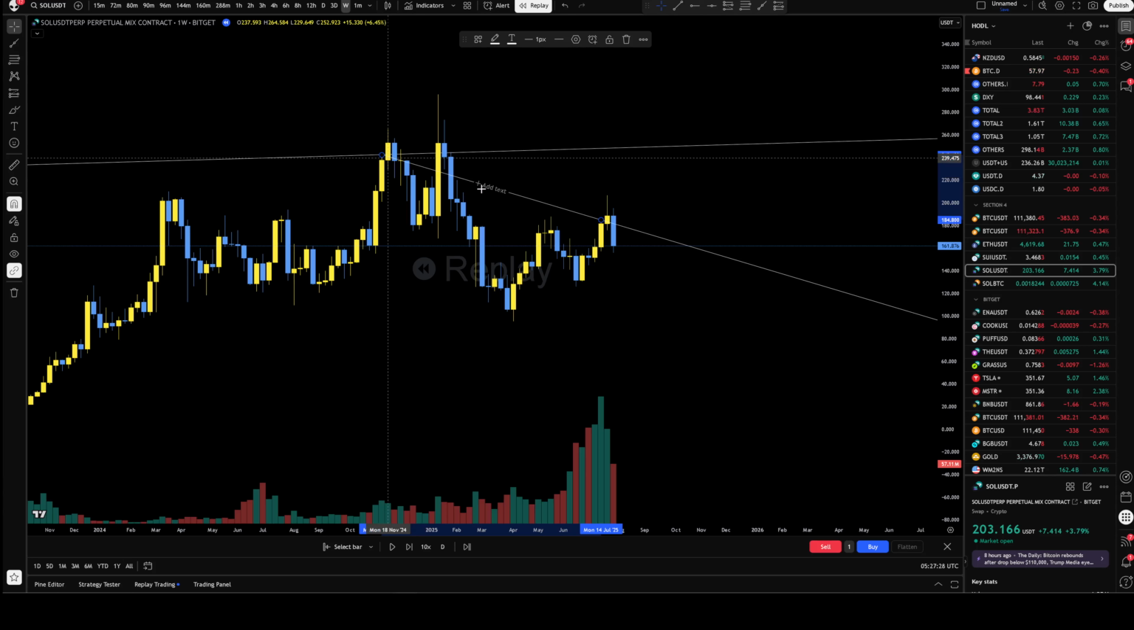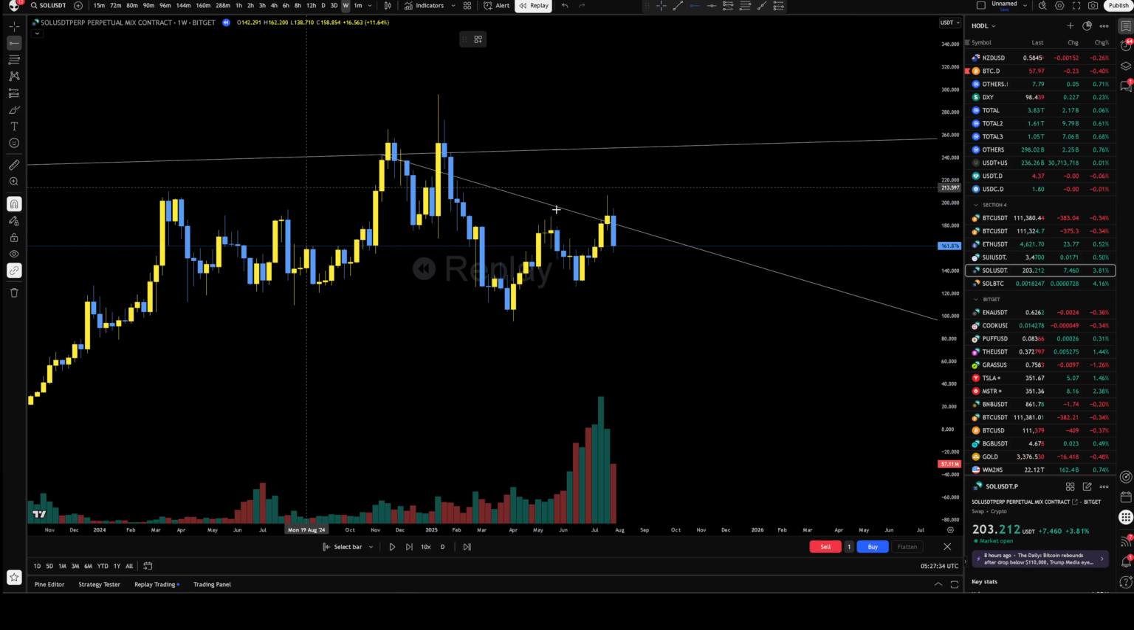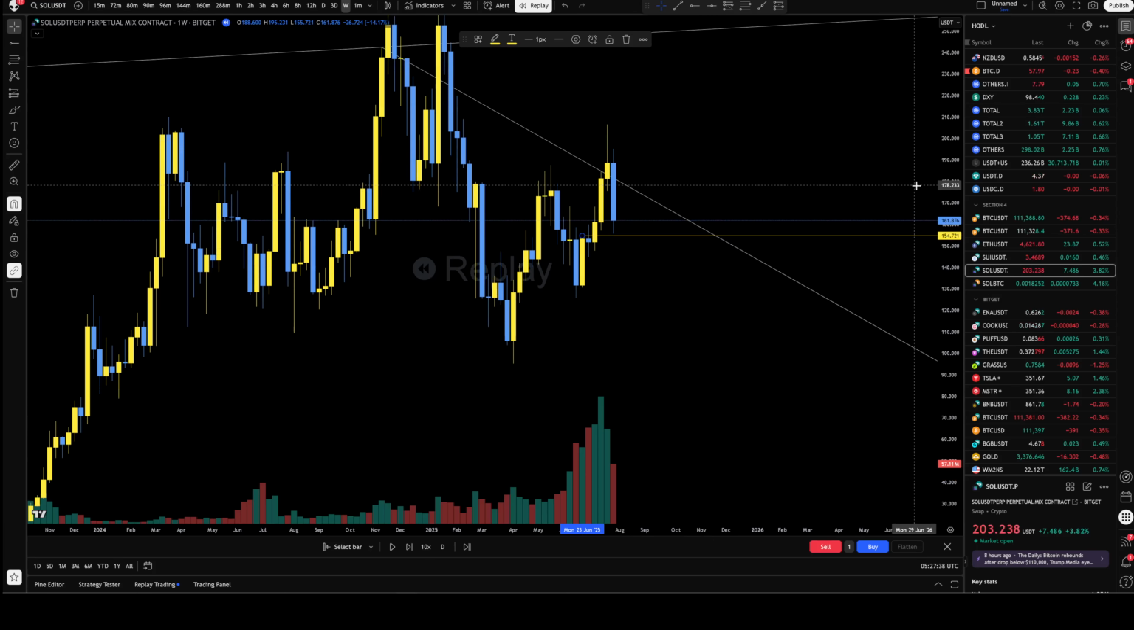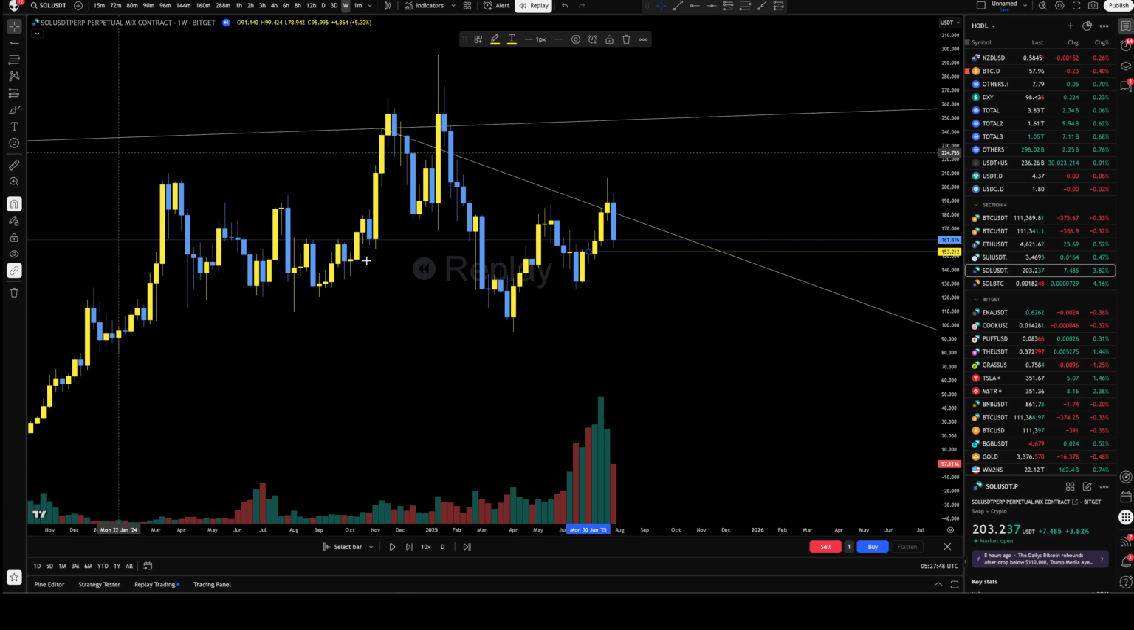Okay, so this is pretty much where we're sitting. And the first thing I would look at is this hold level down here, and I'd say the price hasn't quite entered it. So I'd be looking to take a long if the price went into that. That would definitely be an option.